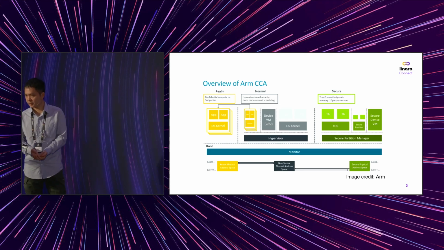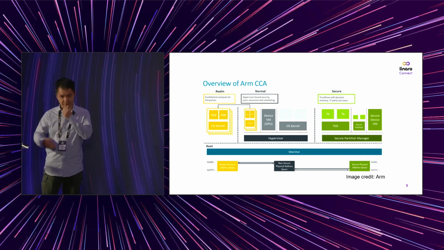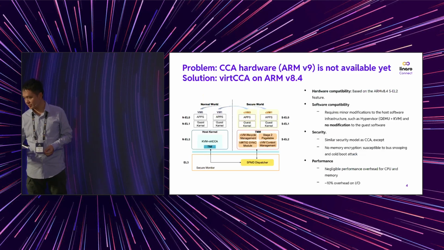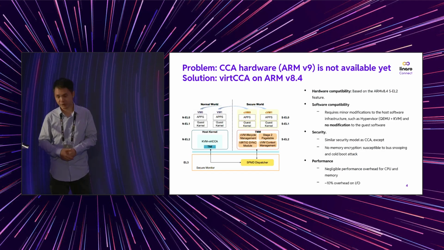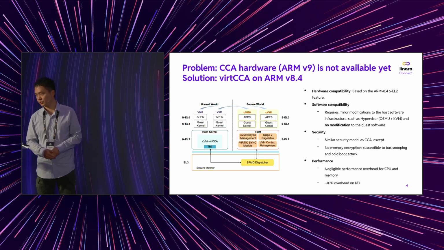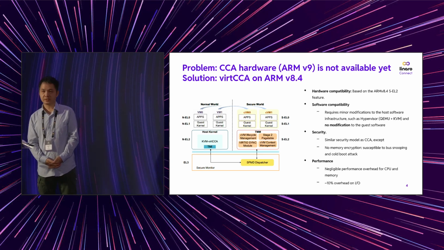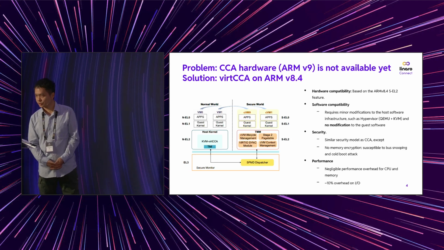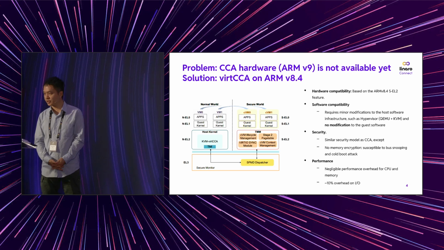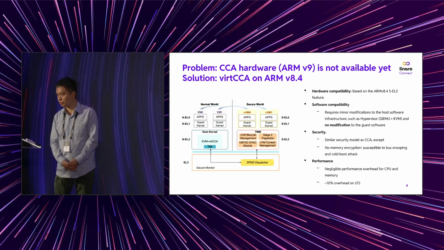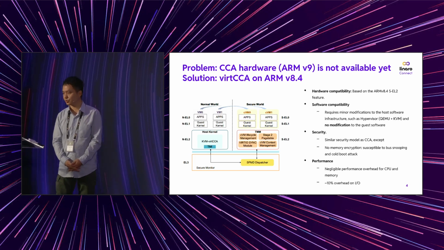Before we have the CCA, we still have a long time without the CCA hardware. So what can we do during this time duration? We have introduced virtCCA for the existing ARM hardware. It's for software compatibility. It has minor modification to the host software and to the Secure-EL2 software. We call it TMM, similar to RMM.